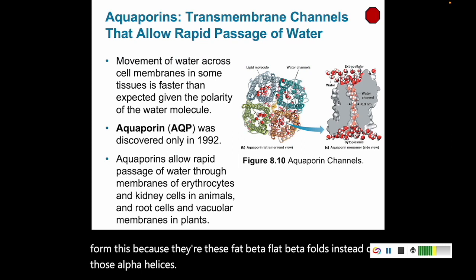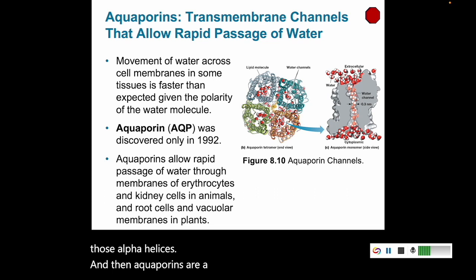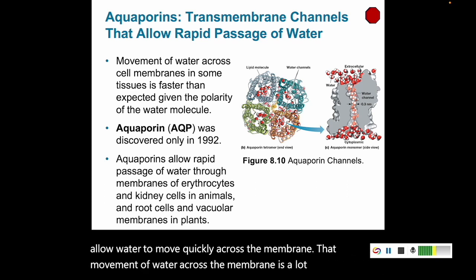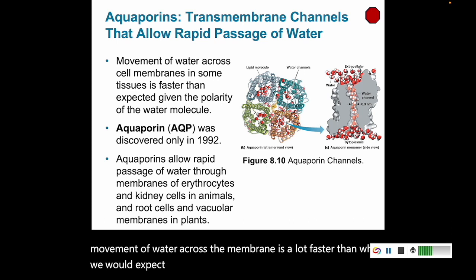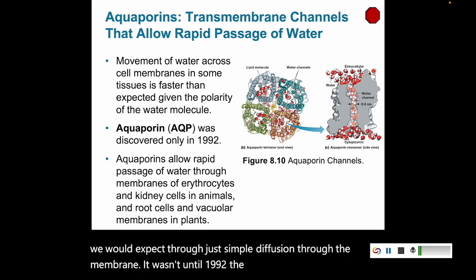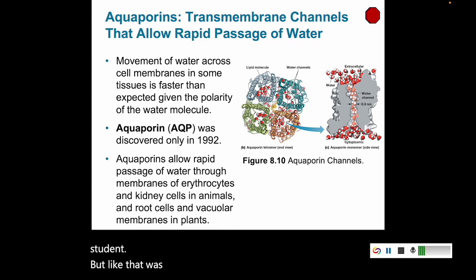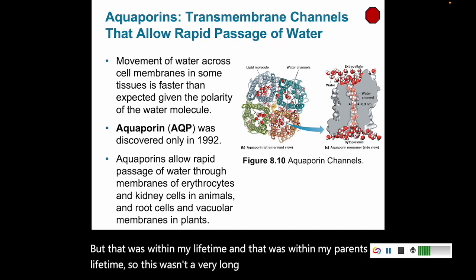And then aquaporins are a porin that exists specifically for water. They allow water to move quickly across the membrane. That movement of water across the membrane is a lot faster than what we would expect through just simple diffusion through the membrane. It wasn't until 1992 that aquaporins were discovered, which might seem really long ago if you're a college student, but that was within my lifetime. That was within my parents' lifetime, so this wasn't a very long ago discovery.